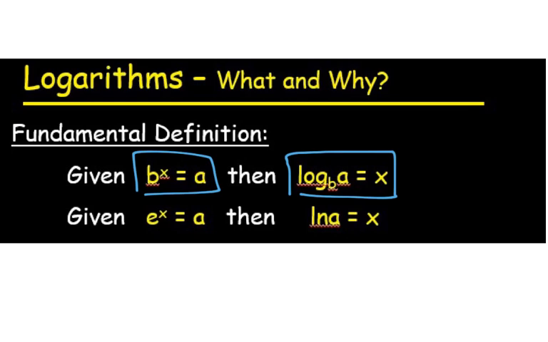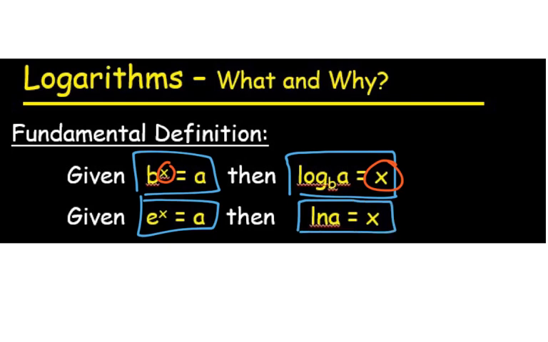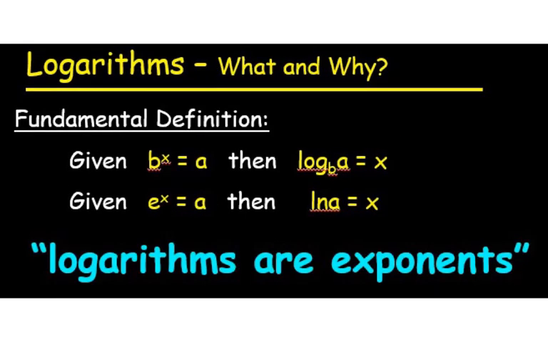And again, notice that the log is always equal to the exponent. If we had e to the x equals a, just a special base e, well, that would be a special base logarithm. We call it the natural log. And so we could say that the natural log of a is equal to x. And once again, we see that a logarithm is always equal to an exponent. In fact, that little phrase is something worth repeating. I find that it helps students understand logarithms because logarithms are exponents.